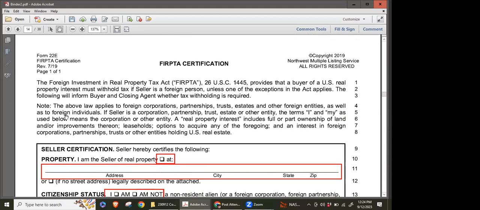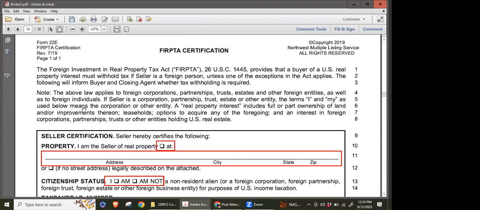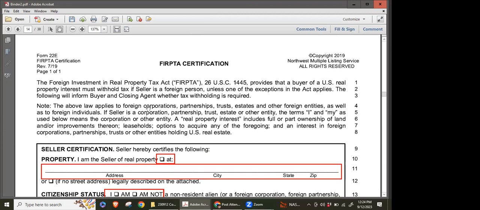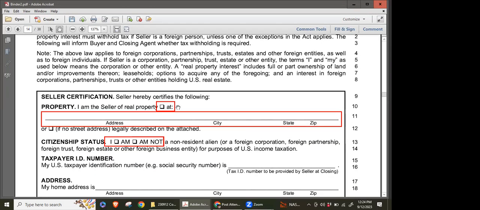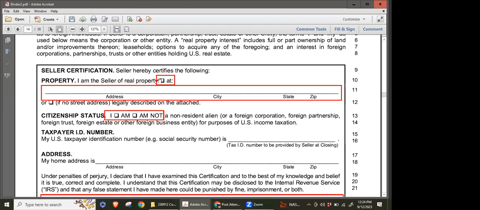Okay, moving right along to 22E. And I didn't put it on the list. I will try and correct this and then include it. Let me just make a note on that.